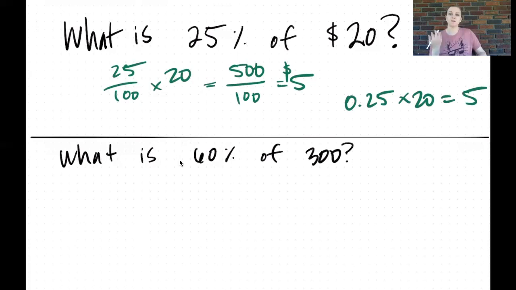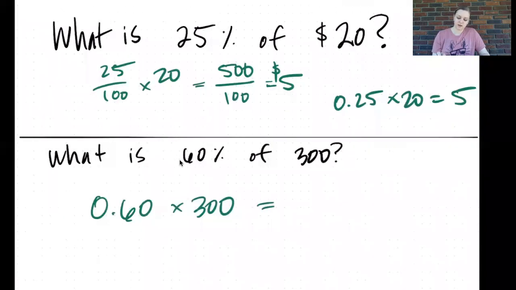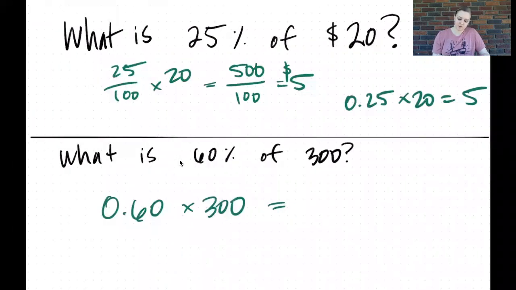So if you were maybe going to leave a 25% tip, right, then you would be paying $5 as your tip. Now, what is 60% of 300? I'm going to do the decimal version this time. It would be 0.60 times 300. And when I go ahead and put that into my calculator, I get 180. Not too hard, right? Because we know of means multiply.